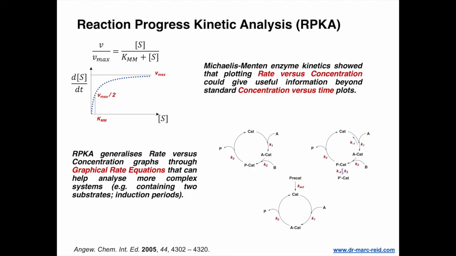Michaelis-Menten enzyme kinetics showed that plotting rate versus concentration could give useful information beyond standard concentration versus time plots. Discussion on induction periods on slide 32 also revealed some use of the more unusual rate versus concentration plots. Reaction progress kinetic analysis, RPKA, generalizes rate versus concentration graphs through graphical rate equations that can help analyze more complex systems, for example containing two substrates or induction periods.